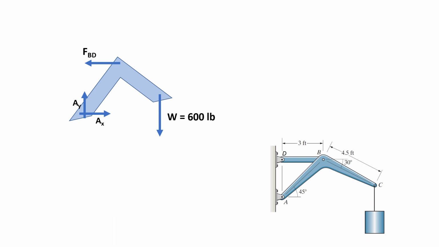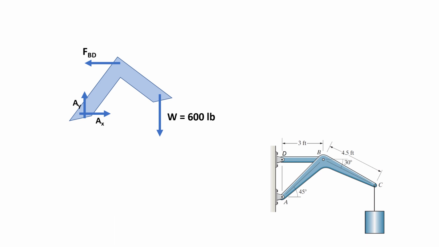Now, the direction of FBD I drew in here is assumed. You can assume FBD to be to the left or to the right. Since the force is going away from the point, this is tension, assuming that FBD is under tension. If I assume FBD to be towards the right and going towards point B, then that would be compression.